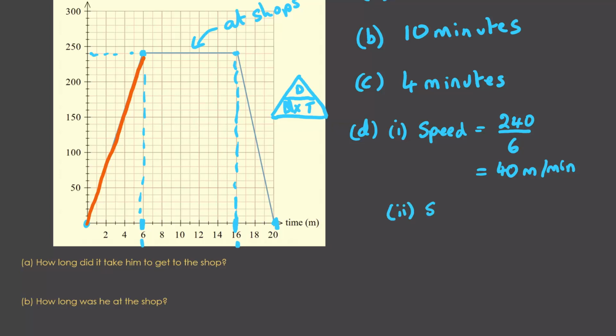Now on the way home, we'll do the same sort of thing, but we're looking at this section of the journey. That was 4 minutes, but it's the same distance, 240 meters. So that's going to be 240 divided by 4, which is 60 meters per minute.